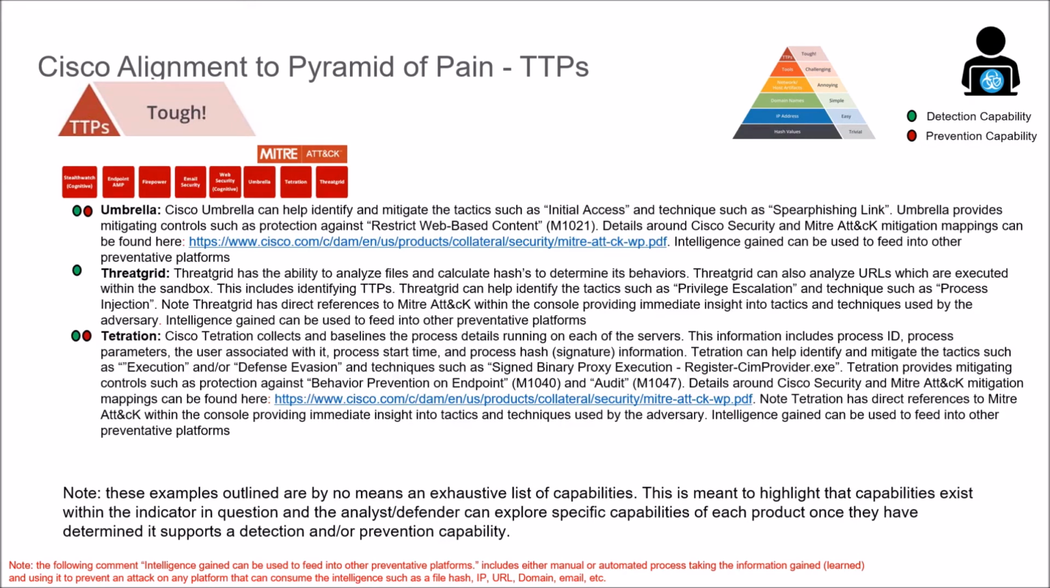Tetration. So Tetration collects and baselines the process details running on each of the servers. This information includes process ID, process parameters, the user associated with it, process time, and process hash. Tetration can help identify and mitigate tactics such as execution and/or defense evasion, and techniques such as signed binary proxy execution, registry simprovider.exe. Tetration provides mitigating controls such as protection against behavior prevention on endpoint. So this is that M1040 that's included in that matrix mapping. And then there's also an audit functionality as an example as well.